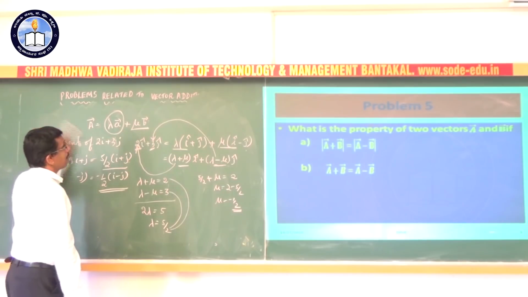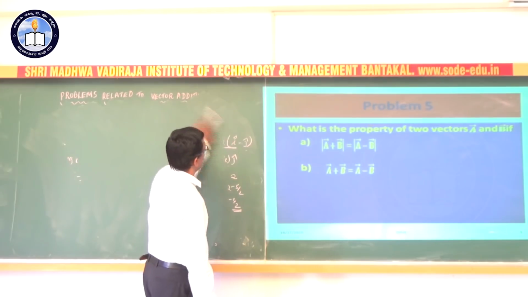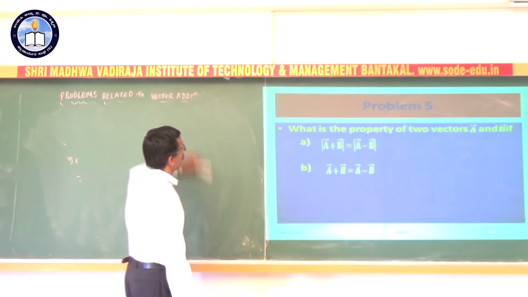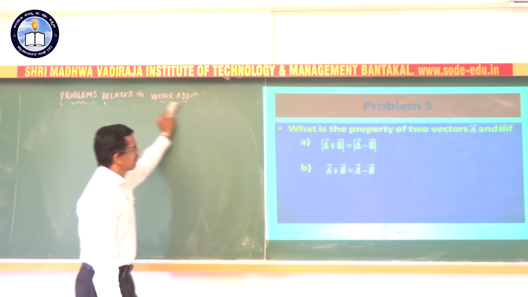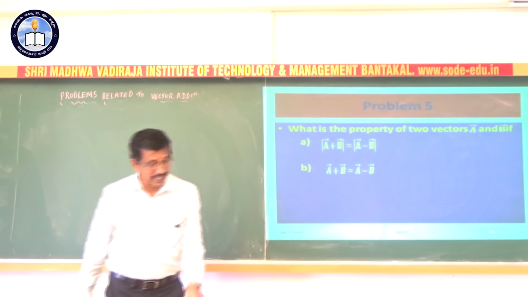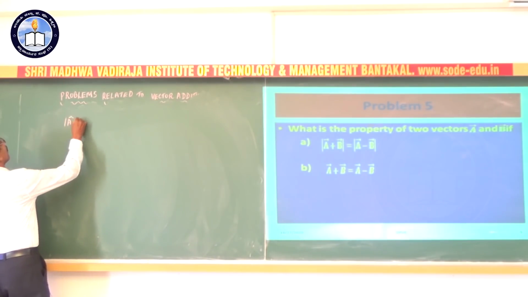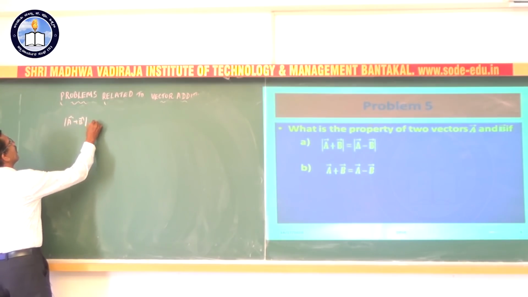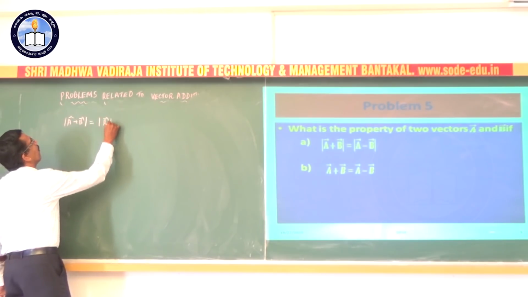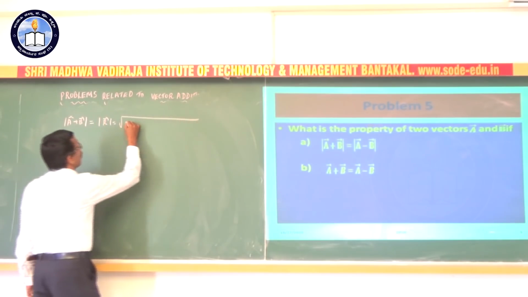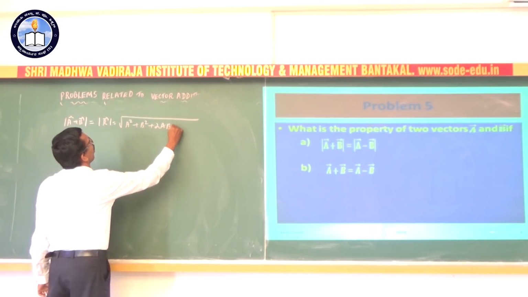Problem number 5 is asked in competitive examinations. What is the property of two vectors A and B if magnitude of A plus B is equal to magnitude of A minus B? Magnitude of A plus B is nothing but magnitude of R. What is that? We already know the familiar formula: square root of A square plus B square plus 2AB cos theta.